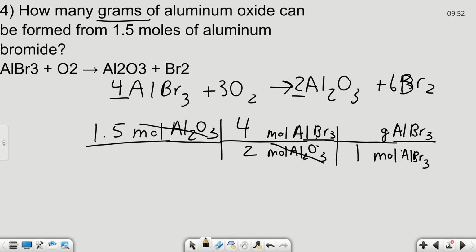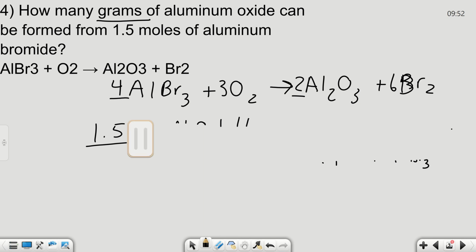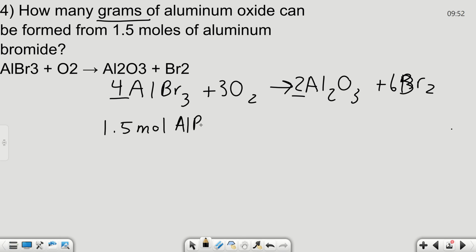So the molar mass of aluminum bromide is, that is not correct. Oh, wait. I did it backwards. I'm so sorry, everybody. 1.5 moles. They're all sitting there watching this going, what is he doing? Aluminum bromide. You get to see mistakes this time. All right, so that's 4 moles of aluminum bromide.